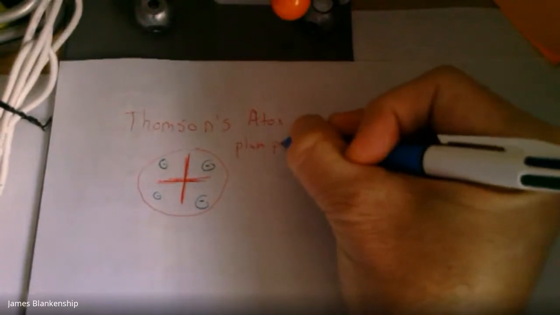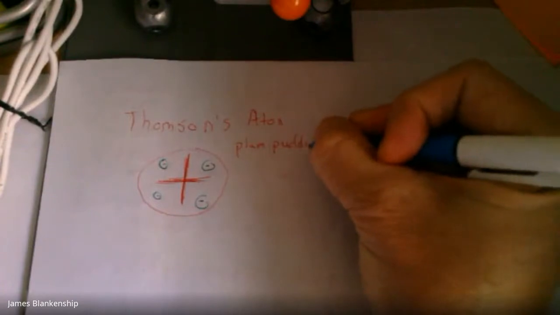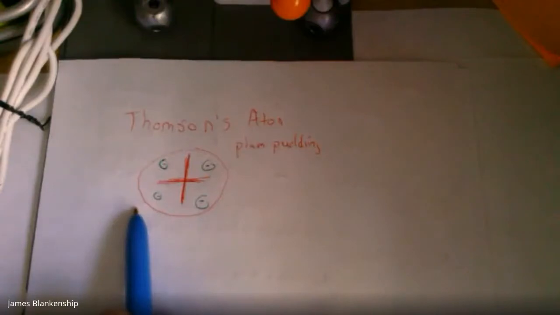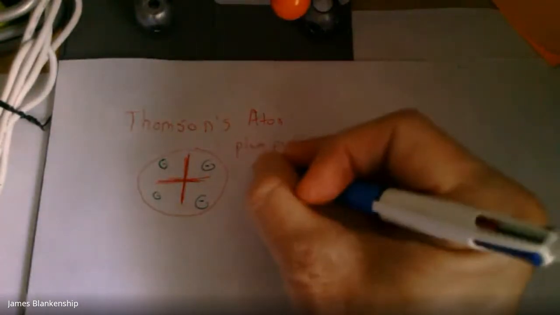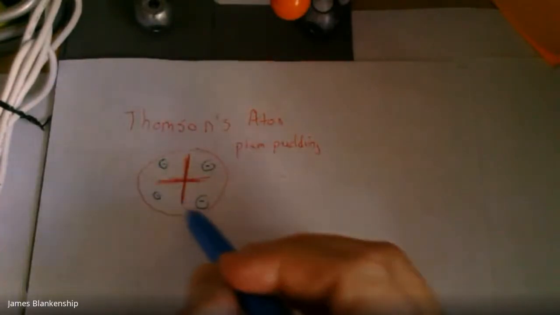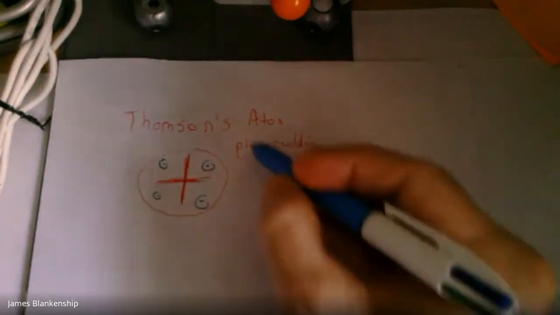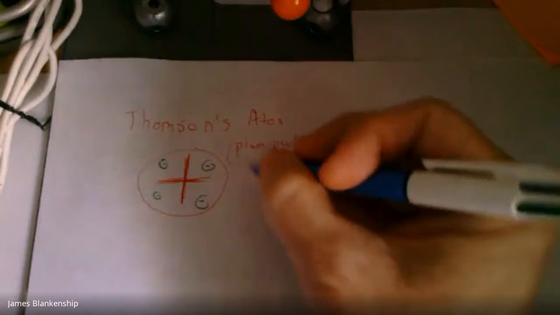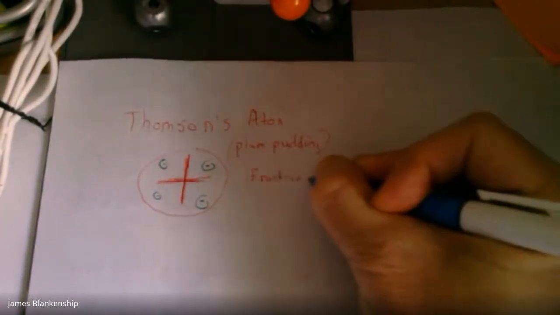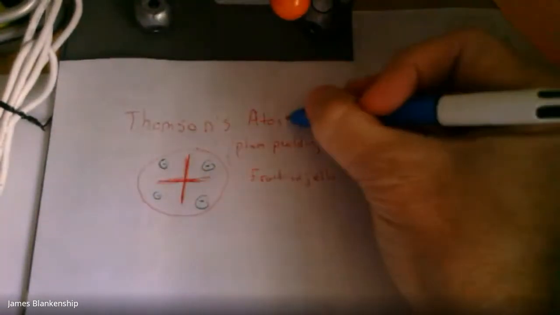Now, we don't have plum pudding. If you're from England, you probably know what plum pudding is. But what you are probably familiar with is Jell-O with pieces of fruit in it. Basically, everything was solid, and you had little small negative charges scattered around that balanced the overall positive charge. Plum pudding is the phrase they use, but here in the United States, let's just think of fruit in Jell-O. So that was Thompson's idea of the atom.